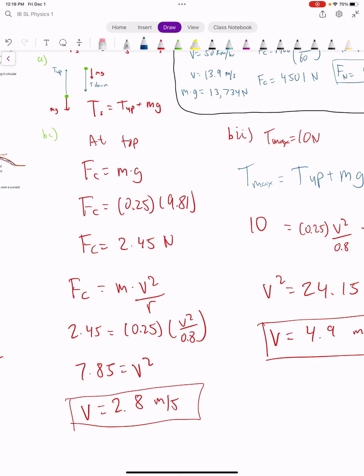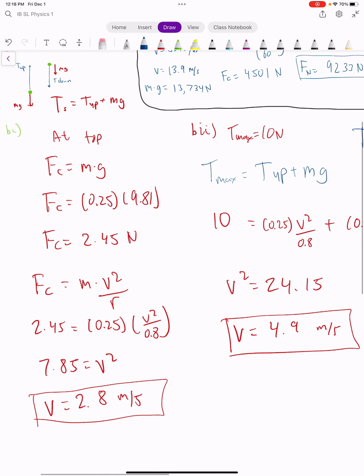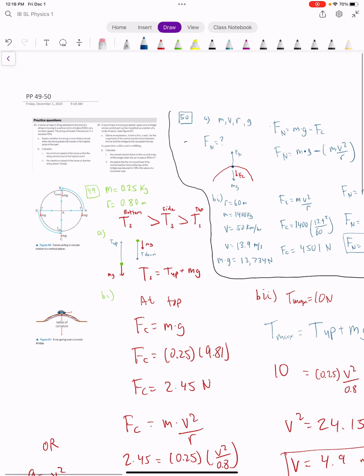You definitely can't be going less than 2.8. You wouldn't think you would be going less than 2.8. But 4.9 sounds good. Okay.